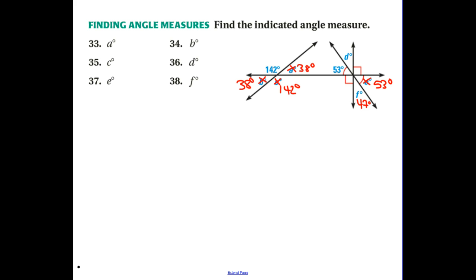Well, it's 47 degrees. And by 47 degrees, I do mean 37 degrees. My fault. Sorry about that. And F and D are also vertical angles, so that means that that's going to equal 37 degrees. That answers all the questions over there. Feel free to let me know if you have any questions.